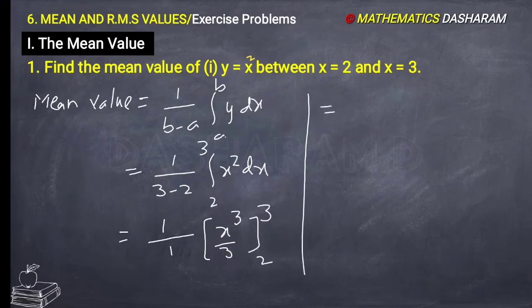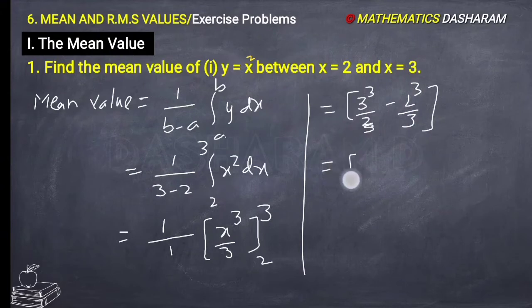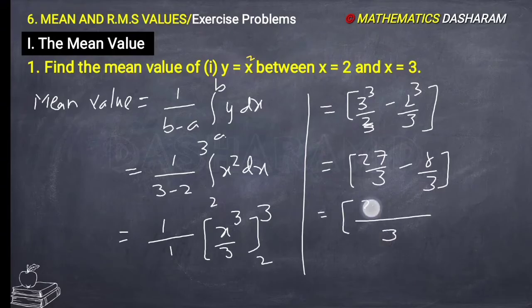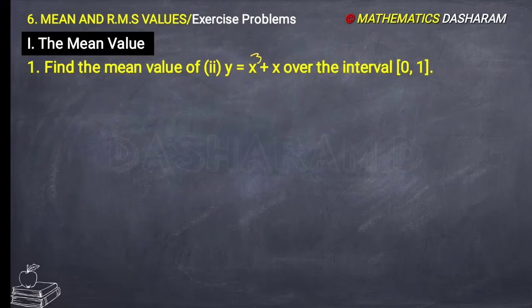Next, substitute the upper and lower limit. 1 by 1 is 1, and here the upper limit is 3 cube by 3 minus 2 cube by 3. Then it is equals to 27 by 3 minus 8 by 3, and here the denominators are same. Then subtract the numerators: 27 minus 8 is 19 by 3, which is the required answer. Next, second question: y equals x cube plus x over the interval 0 comma 1.